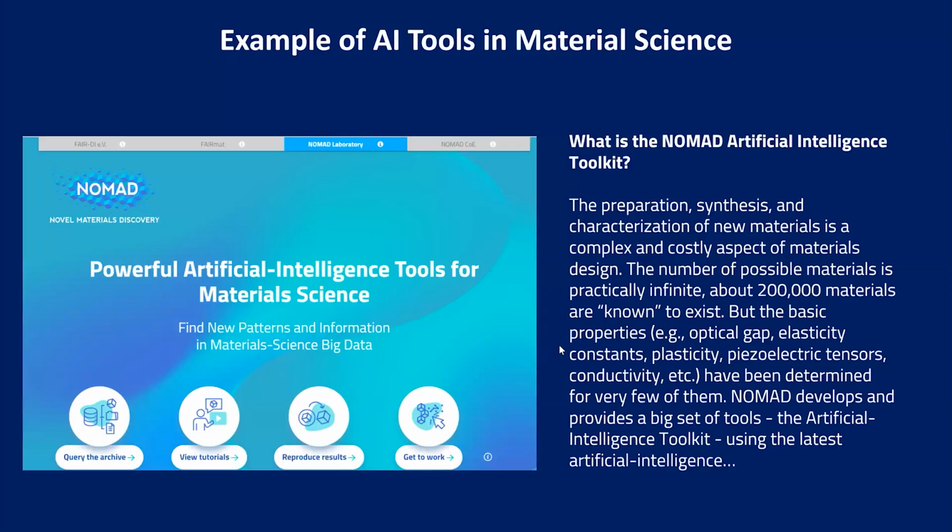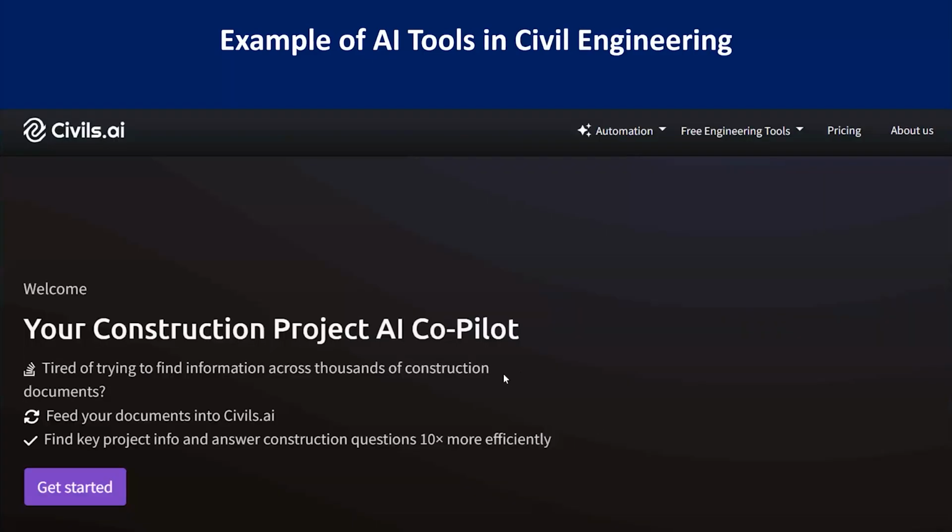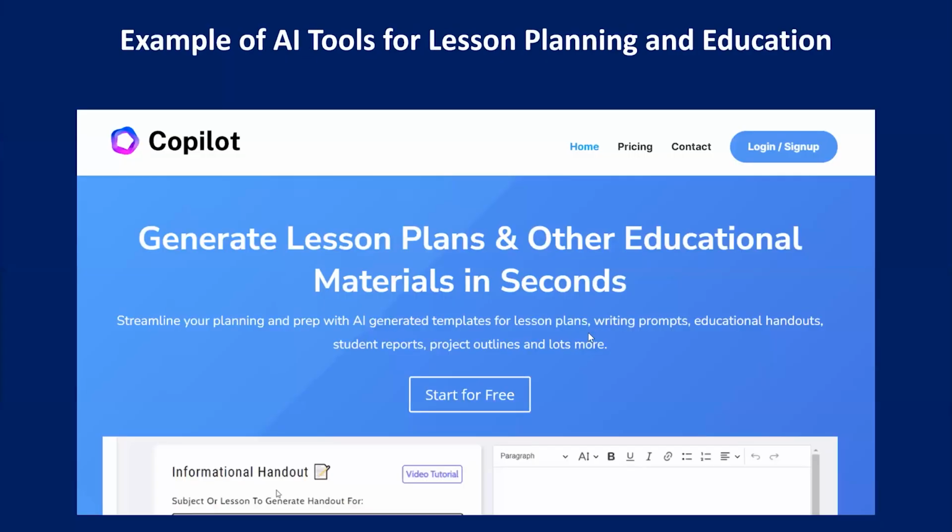So there are AI tools in material science. This is interesting because there are so many materials that exist, and you can't characterize all of them. But there are AI tools that can make predictions of their properties. In civil engineering, you can design structures using data. And of course, you can get lesson plans.